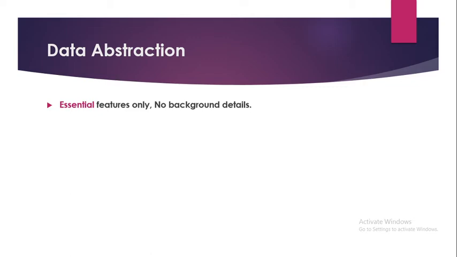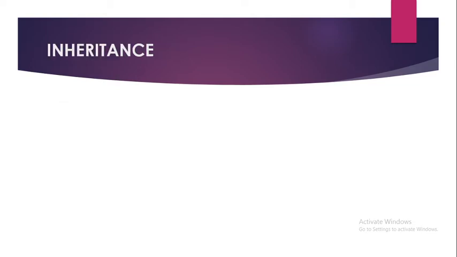So only the essential part of the object is collected as a feature. Essential features only, no background details. This is called abstract data for our object that we are going to collect. We are collecting the abstract data, only the essential part of the data. A class is also called an abstract data type.